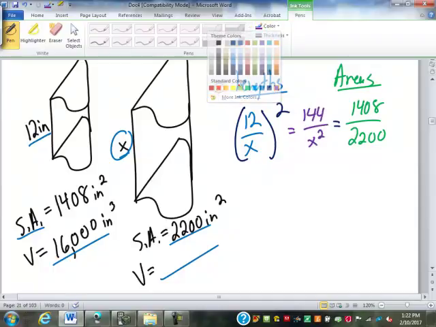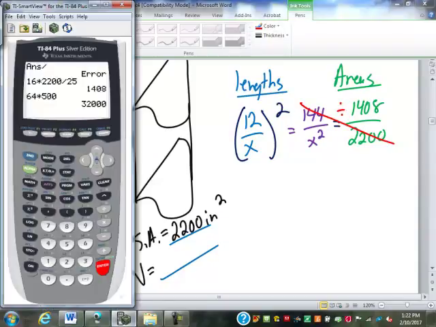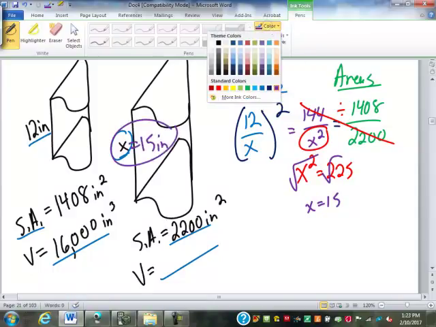So we cross multiply: 144 times 2200 divided by 1408 gives us 225. So x squared is 225. Does that make sense? We cross multiply and divide, we got 225, but that's x squared. So now we have to square root it, which means x is 15. x is 15 inches.